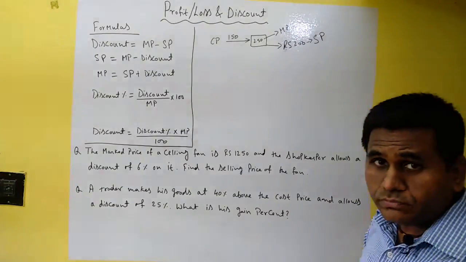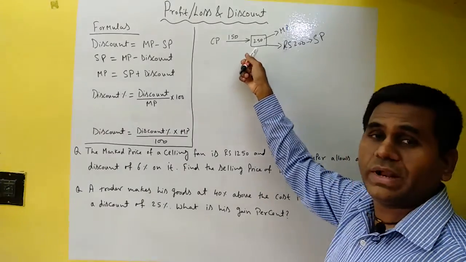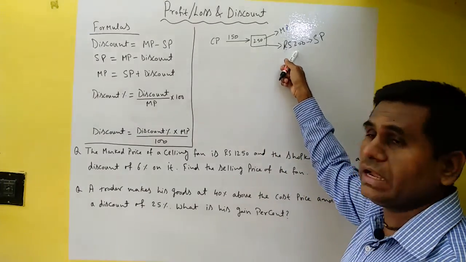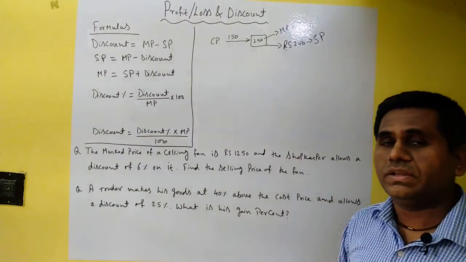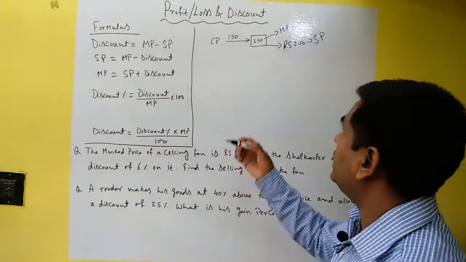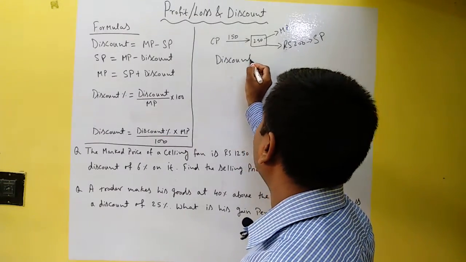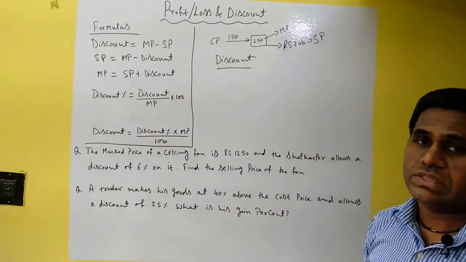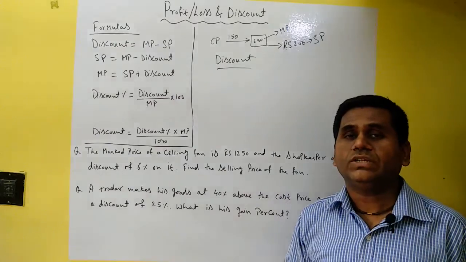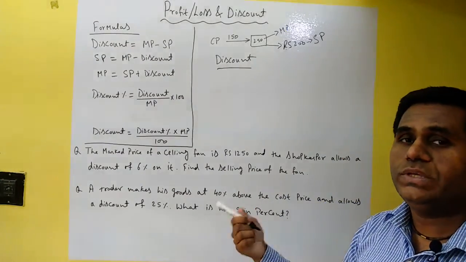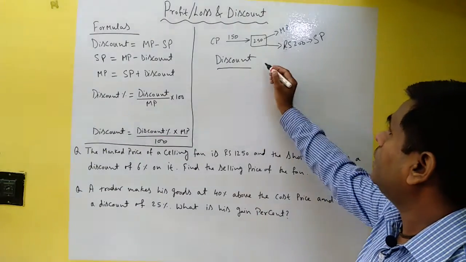Now, from the customer's point of view, you will think that the marked price is 250 and you are purchasing at rupees 200. So there is a 50 rupees difference. What is that difference amount called? The difference amount is called discount. The shopkeeper will say, on this item I'm giving you a 50 rupees discount. Discount means chhoot in Hindi.